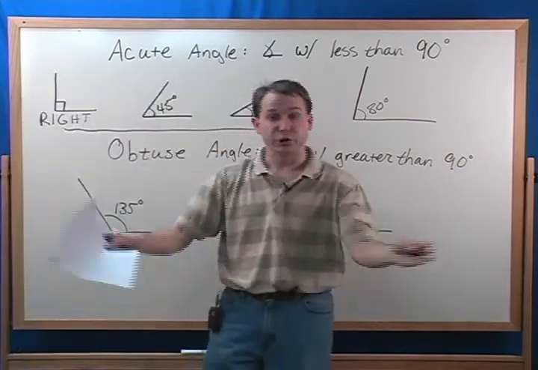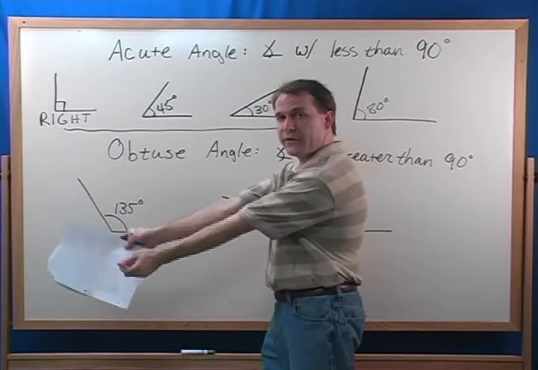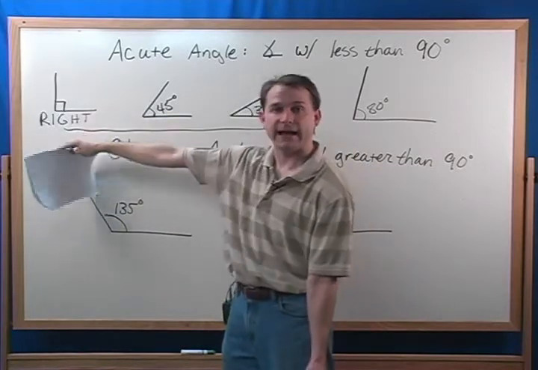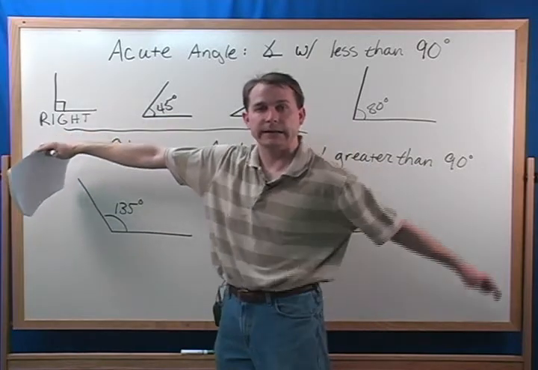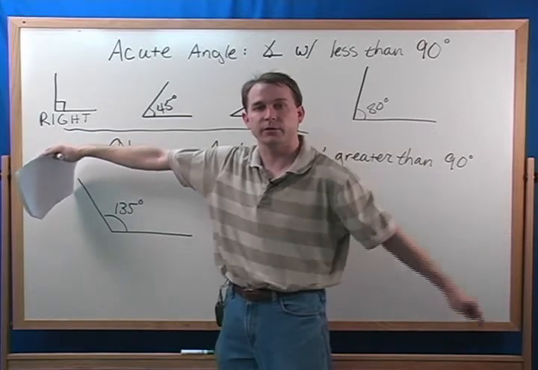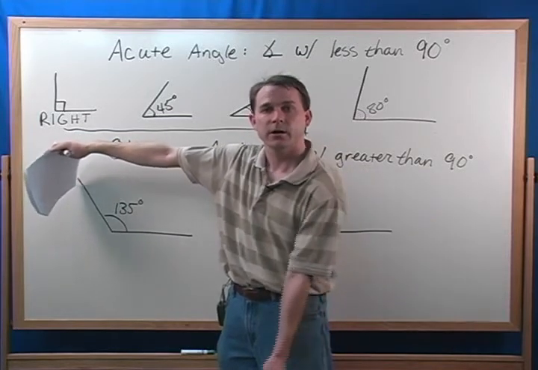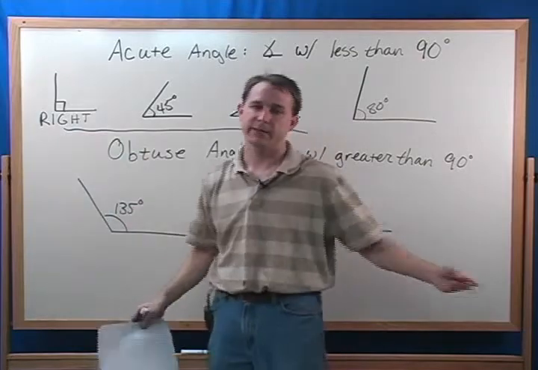Okay? So the acute angles are really close in. The right angles are exactly perpendicular to one another. And then anything past is obtuse. So this is an obtuse angle, right angle, acute. Okay? That's what that means.